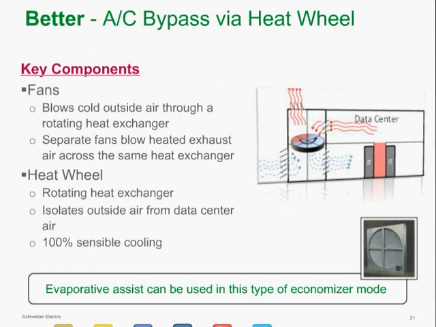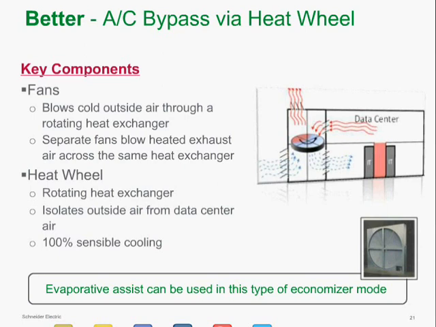Some of the downsides are that because of the format and structure of the heat wheel, oftentimes the data center has to be purpose-built or purpose-designed for use. It can be extremely difficult to retrofit into an existing data center. One mode that you can use with this solution to expand the number of hours would be an evaporative assist, which would basically be a system that blows mist or water over the surface of the heat exchanger to take advantage of the evaporative cooling effect.